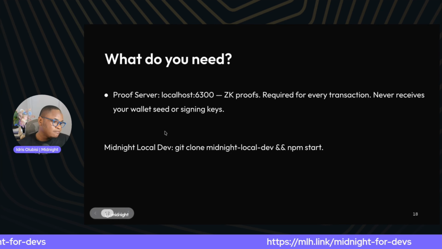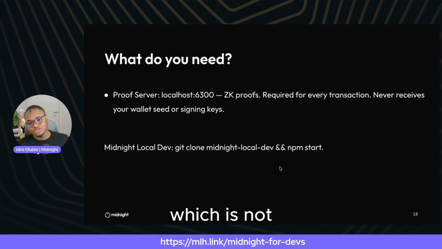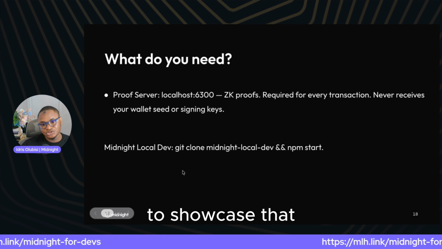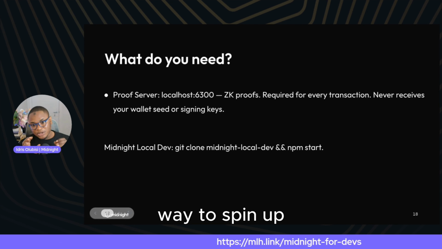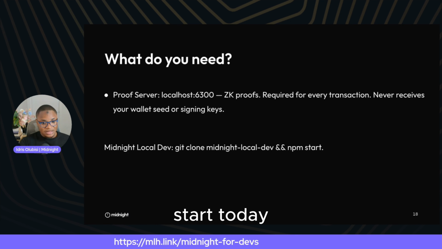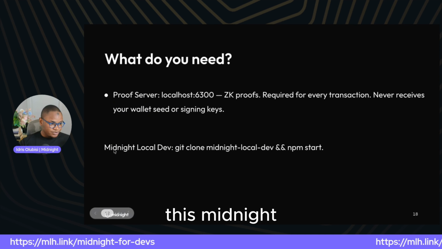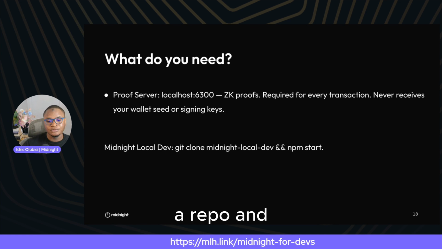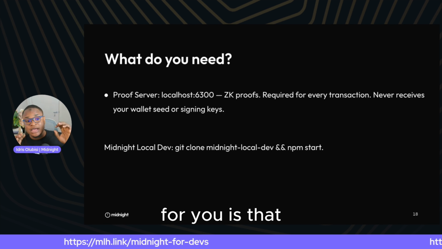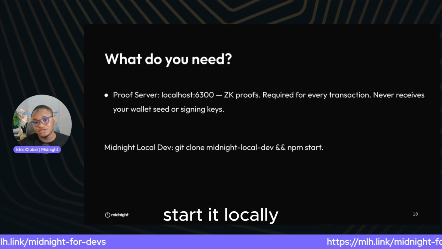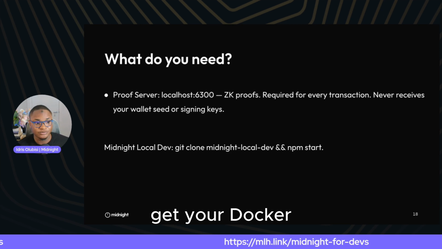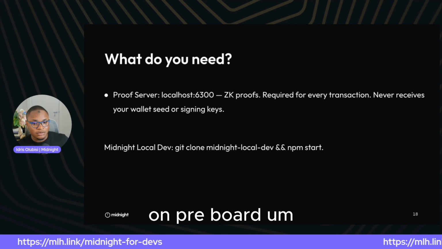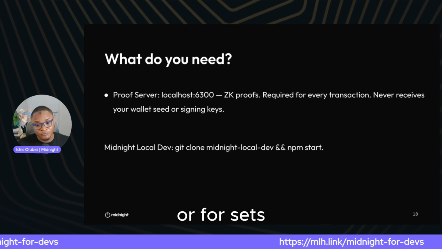And then finally, you can see this last point I added here, which is not part of the key blocks on what you need to do, but a very good thing to showcase: the fastest way to spin up a fully local stack today is by utilizing Midnight local dev. If you Google it, Midnight local dev, you see a repo. What that does for you is that you can clone the project, start it locally, turn on your Docker, get your proof server up and running, and build your application locally without having to rely on preprod, network or faucets online.